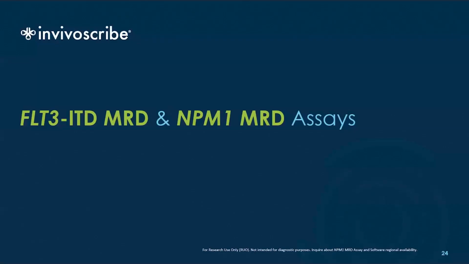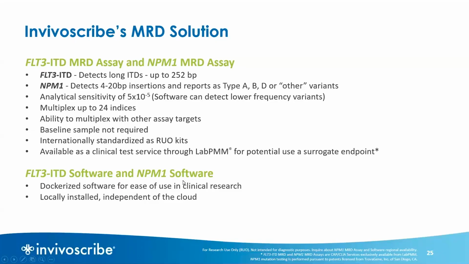And so with the understanding of the need for specific and sensitive, harmonized and standardized tests for MRD, IVS has developed an assay that has been tested with research partners to really try to meet the need of the hematology oncology community to serve as a good tool for prognostication in AML. And that's the FLT3 ITD MRD assay and NPM1 MRD assay.